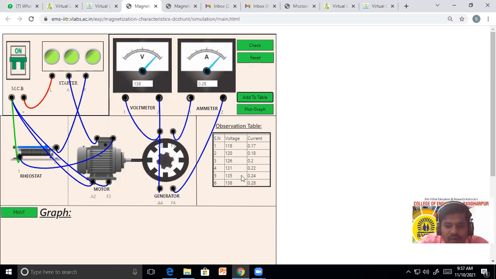So we want to take a minimum of 6 readings. Again if we vary, परत vary केलं, 142 volt voltage and 0.3 ampere current. So add this value to the table. We have taken 7 readings. Now plot a graph. Plot graph.